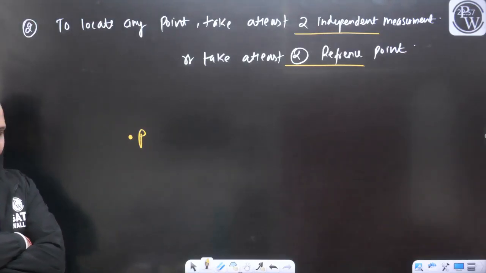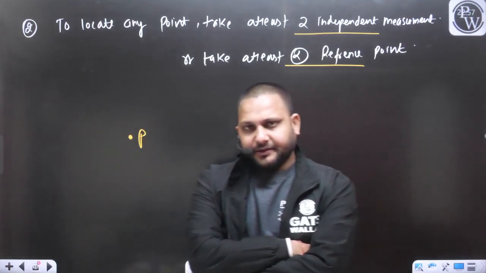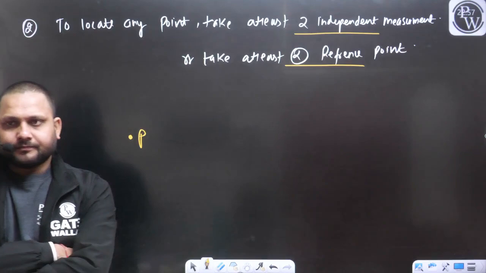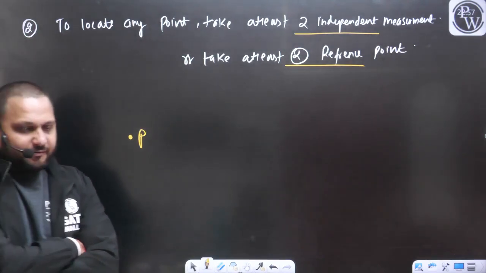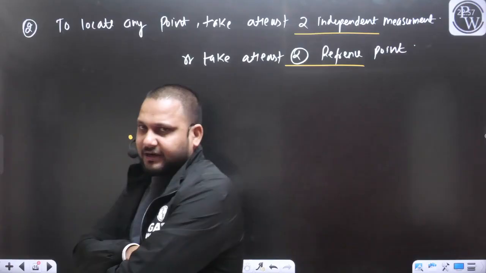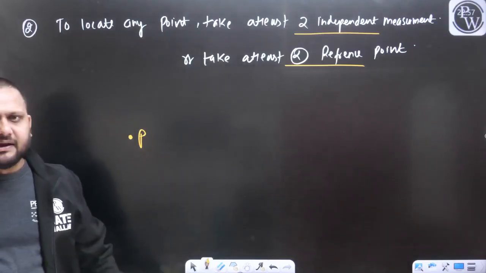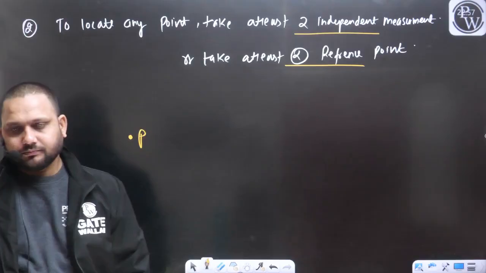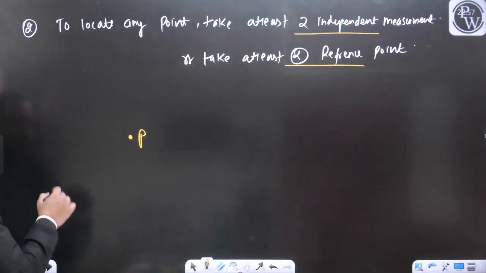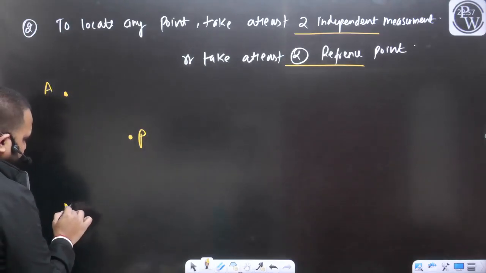If I want to define the position of this point P, what is the first and foremost thing that I require? Yes, very good. That is the reference. We cannot define the position of this point until and unless we know about the reference. So let's say I have considered a point A and I have considered the point B like this.